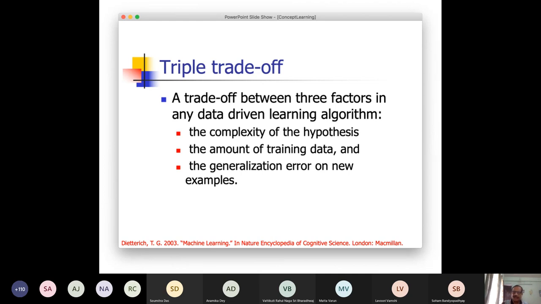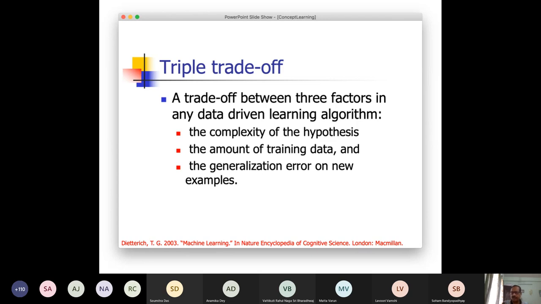So these three are very related. If you keep complexity low, the training error may be high, so you need to increase complexity. If the training error is low but the generalization error is high, then you need to decrease complexity. Again, this depends upon your training data, because if you don't have sufficient training data, that may not be good enough to match that complexity.